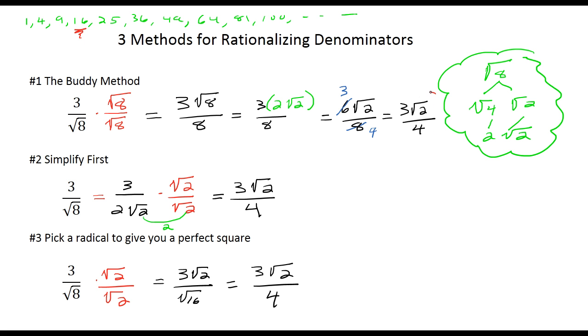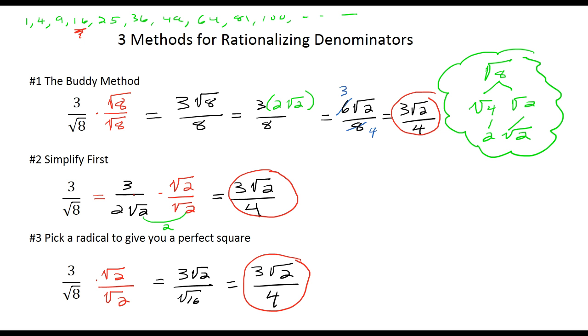So look at our answers. They're all the same: 3 radical 2 over 4. So you can use any of these 3 methods. If you want to remember just one thing, just pick the buddy. But then make sure you simplify any radicals and fractions as you finish the problem.